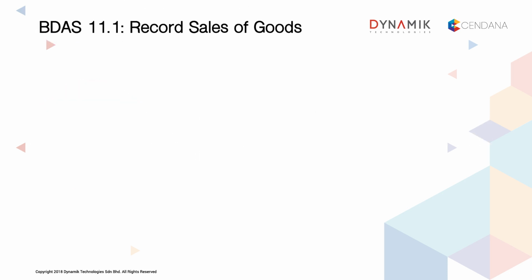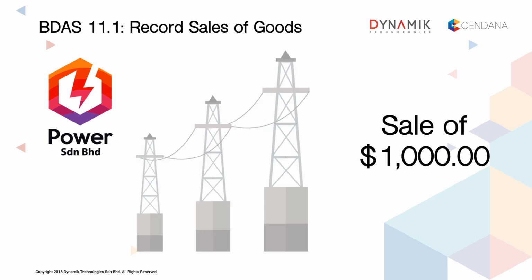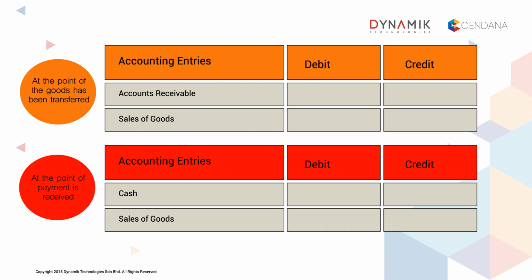To record the sales of goods, let's assume the following scenario. Power Cendana Berhad completes a sale of $1,000 electrical cable to BBA Trading Company. From here, we can extract that the customer is BBA Trading Company and owner is Power Cendana Berhad. The accounting entries when the good has been transferred will be debit the accounts receivable with $1,000 and credit with the sales of goods with the same amount.